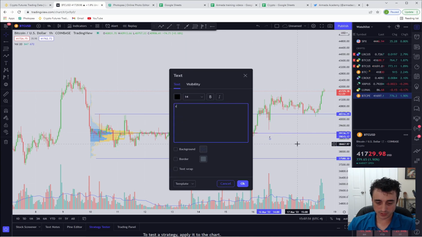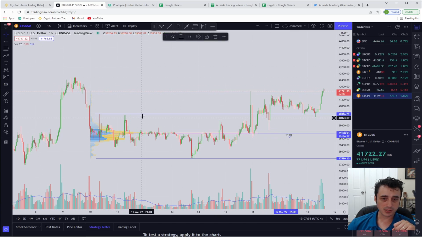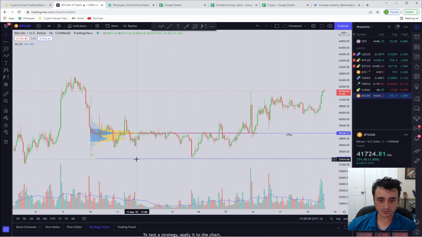Now this is a range, so I'm going to call it a range POC. Some people will call this a local POC. I like to call it an RPOC. Now we have another level here. We don't need to keep these, so I'll just delete them.